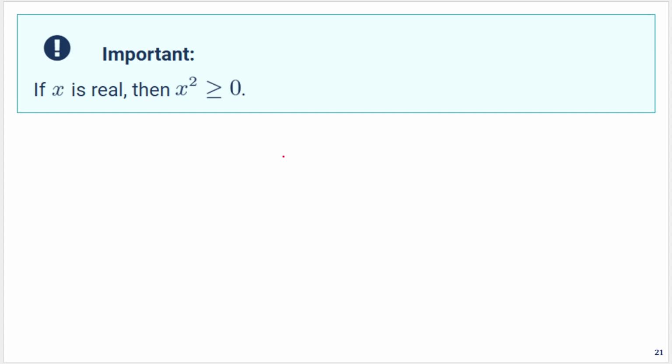So what if x is a negative number? If x is negative, then x squared is a product of two negative numbers, right? Because the product of two negative numbers is also positive, so x squared is positive when x is negative. So these are the only cases, since x must be positive, negative, or 0. We have already covered all the cases here.